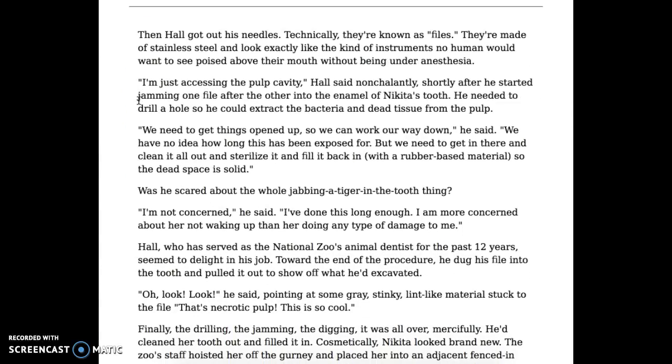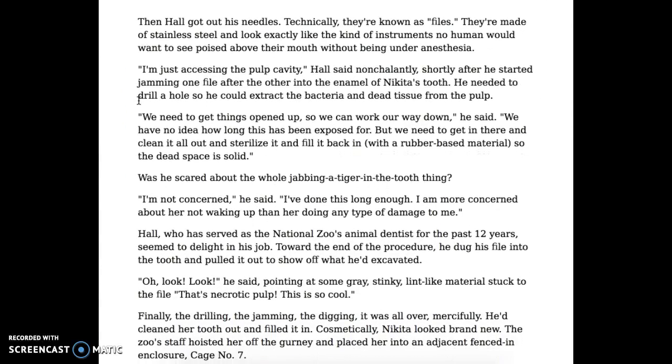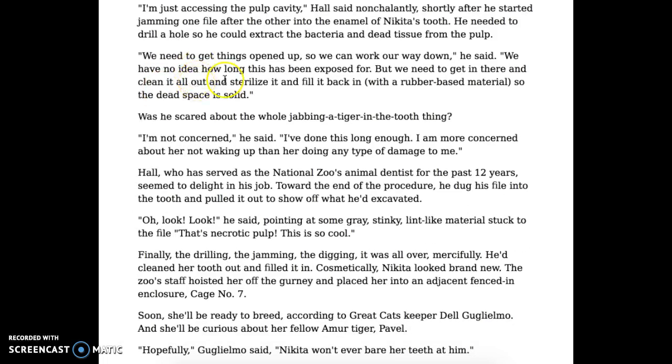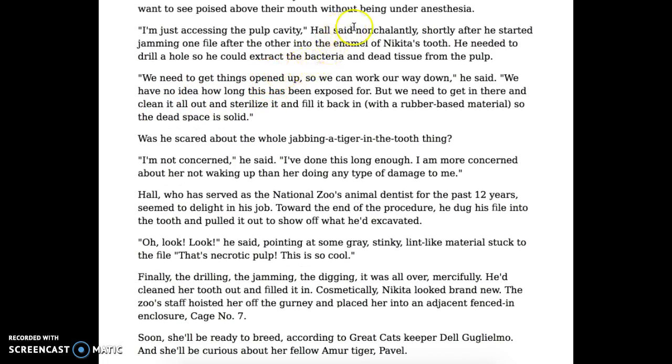Then Hall got out his needles. Technically, they're known as files. They're made of stainless steel and look exactly like the kind of instruments that no human would want to see poised above their mouth without being under anesthesia. I'm just accessing the pulp cavity, Hall said nonchalantly. Another vocab word.